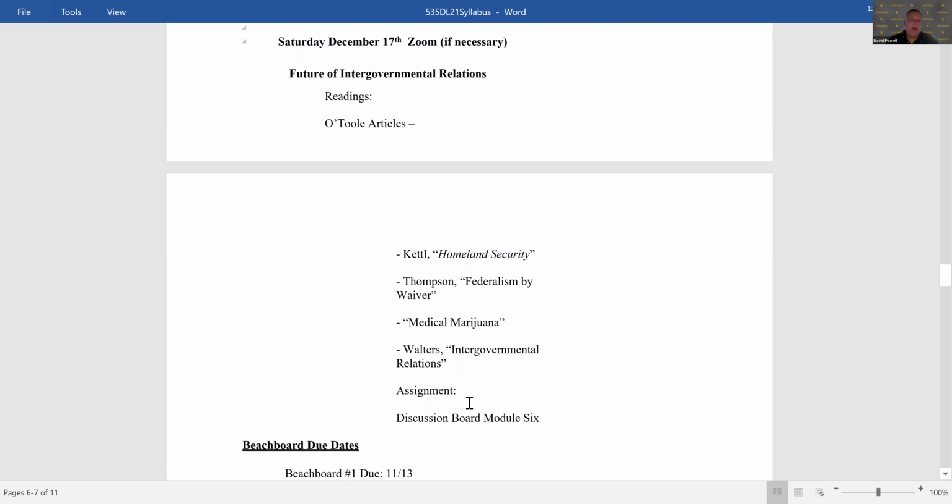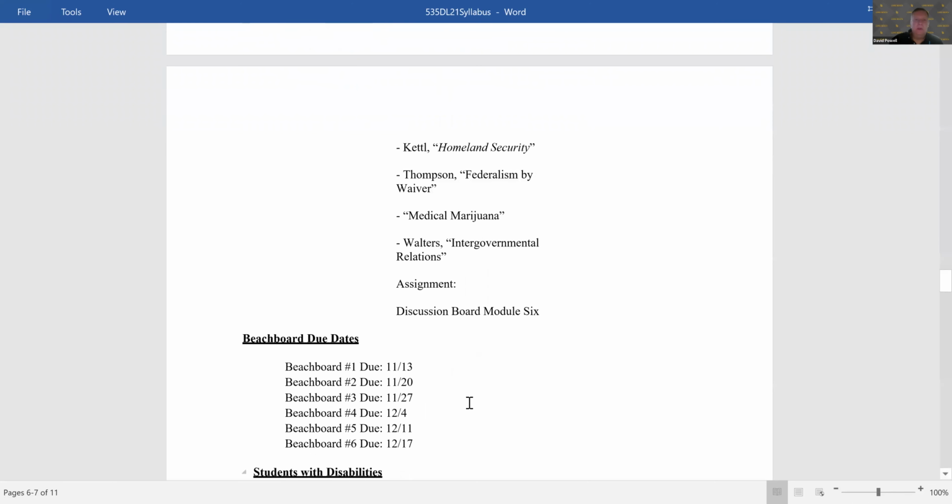And then on that last Saturday, December 17th, we'll use that session as an if-necessary session. So if we get through all of our articles and we wrap everything up before then, we won't have a need to meet on the 17th. However, if we still have some articles to discuss, then we'll go ahead and meet on that last Saturday and finish up those final discussions.